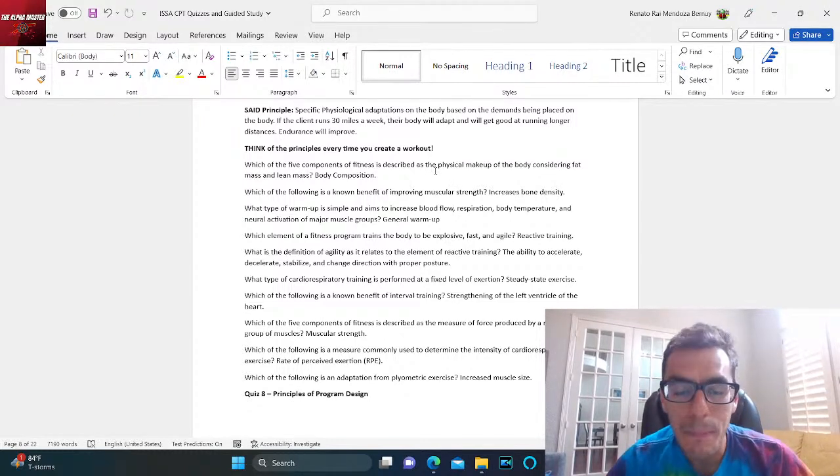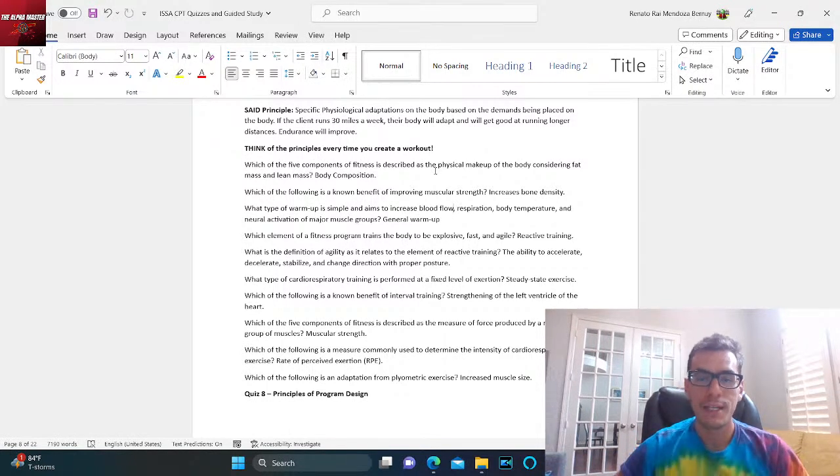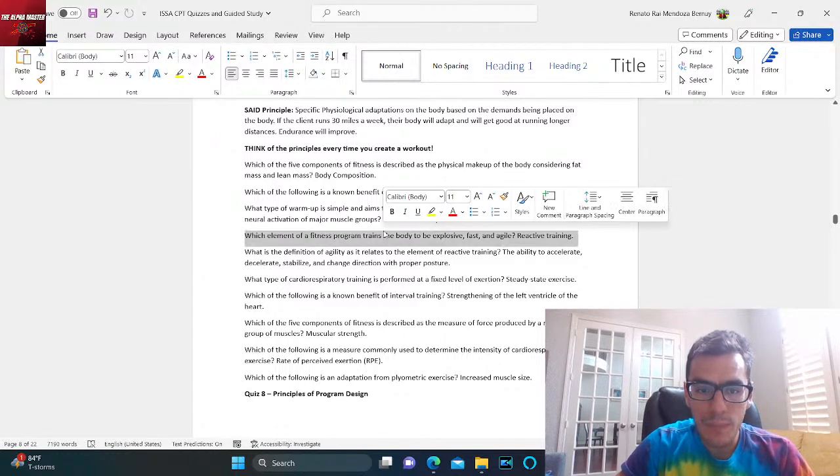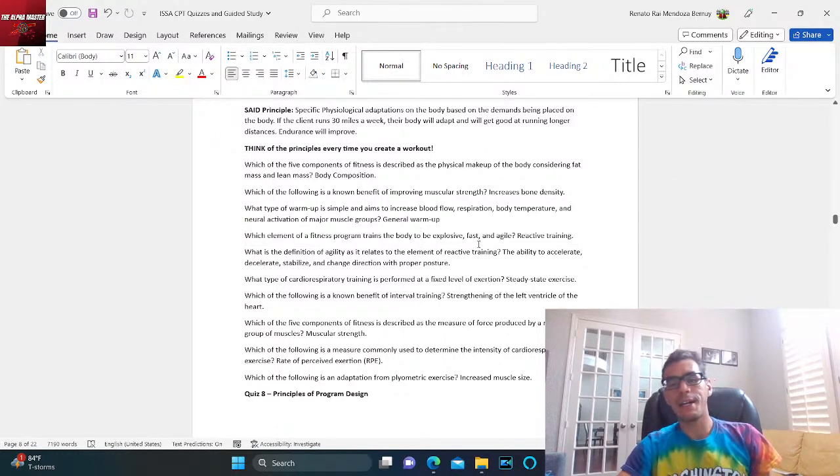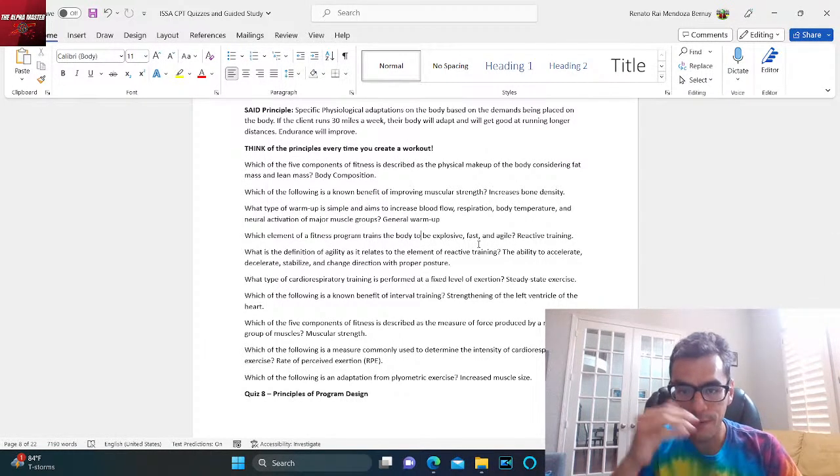What type of warm-up is simple and aims to increase blood flow, respiration, body temperature, and neural activation of minor muscle groups? The general warm-up. Which element of a fitness program trains the body to be explosive, fast, and agile? It is going to be reactive training.